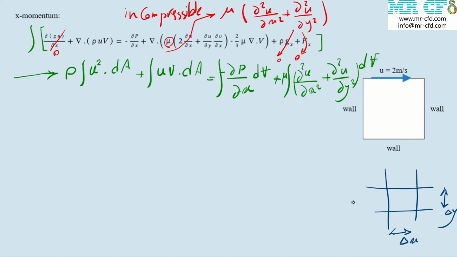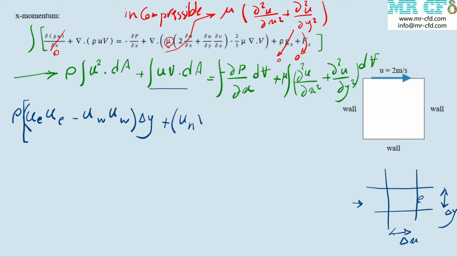On the left-hand side, we assume the control volume has dimensions delta y and delta x. The convective term in the x direction becomes a common factor involving ρ multiplied by u at position E times u at position E minus u at position W times u at position W, all multiplied by delta y. The control surface area in the x direction of each cell is delta y. Consider terms like uv at the north and south faces. Subtract the south face from the north face and multiply by delta x.